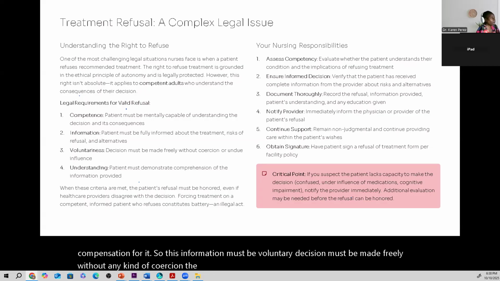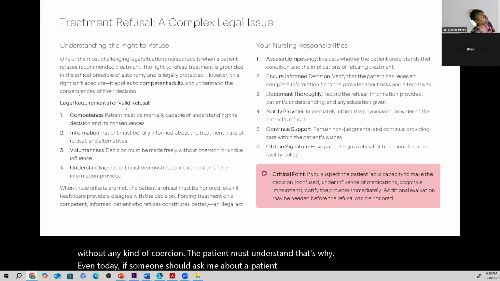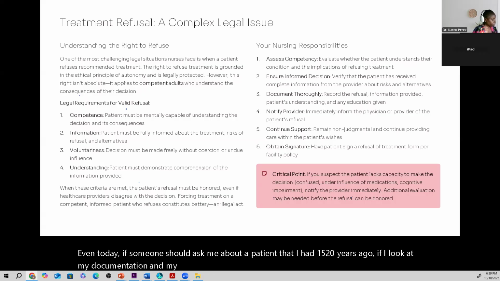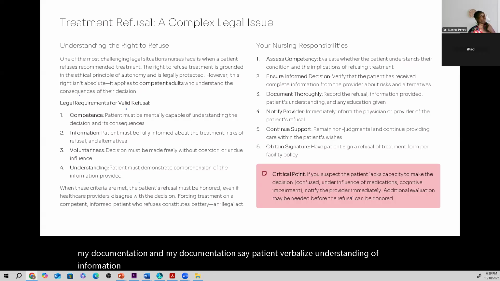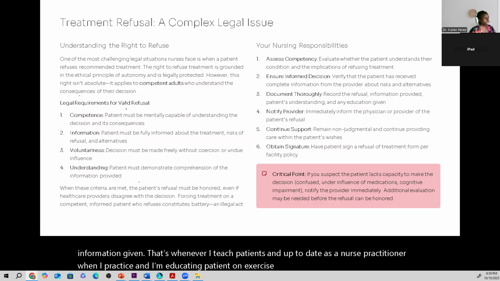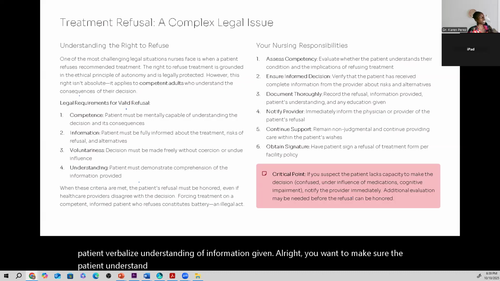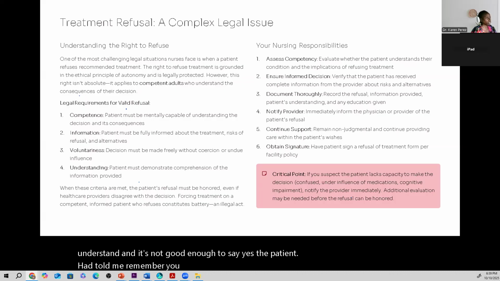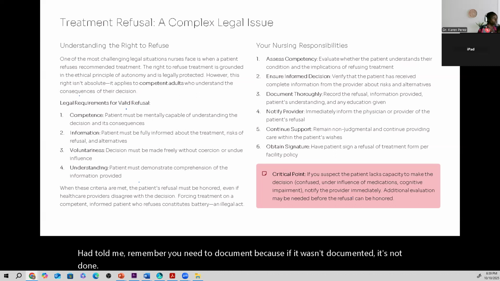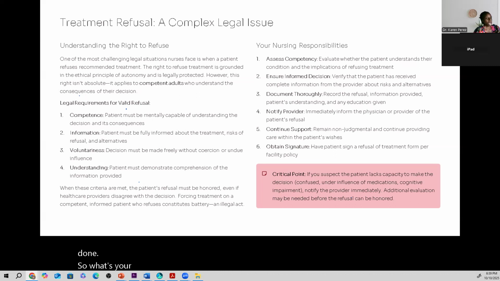The patient must understand. That's why even today, if someone should ask me about a patient that I had 15, 20 years ago, I can look at my documentation, and it says patient verbalized understanding of information given. Whenever I teach patients, and up to date as a nurse practitioner, when I'm educating patients on exercise, lifestyle, and all of that, I always put patient verbalized understanding of information given. You want to make sure the patient understands, and it's not good enough to say yes, the patient told me. Remember, you need to document, because if it wasn't documented, it's not done. So what's your responsibility as a nurse?